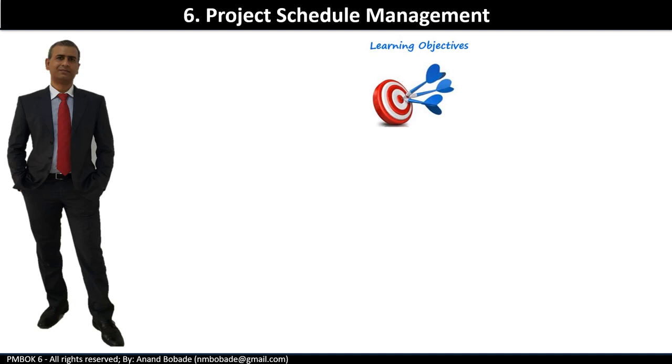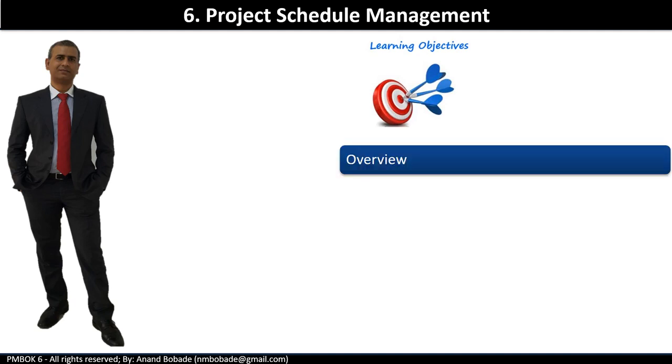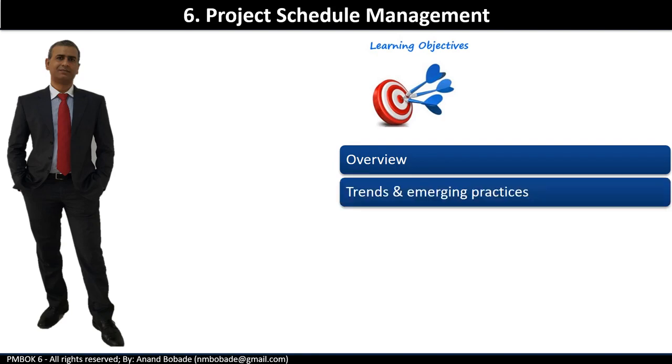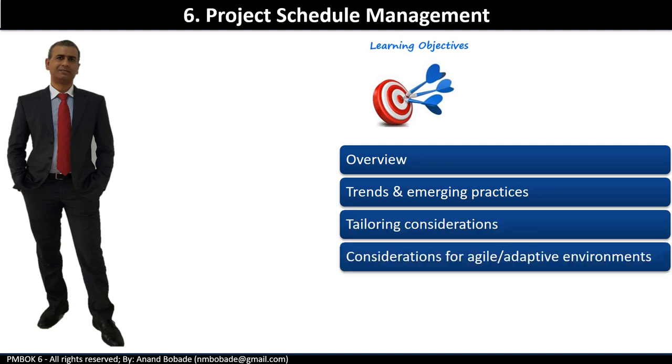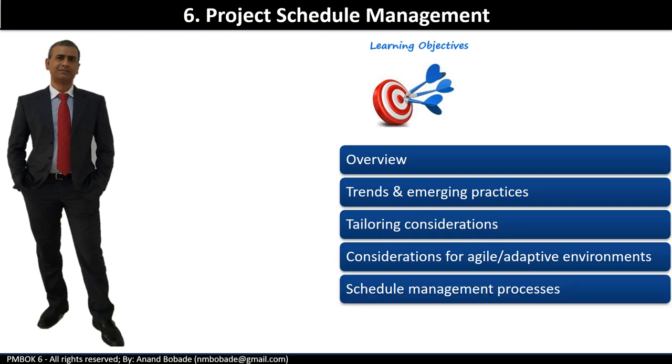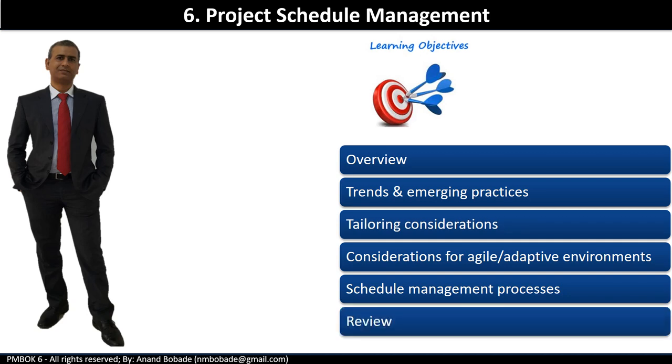The learning objectives of this session are: we'll start with an overview to understand the purpose of this knowledge area, trends and emerging practices, where we'll talk about iterative scheduling with backlog and what is Kanban, tailoring considerations, so what is the life cycle approach that should be tailored, considerations for agile and adaptive environments, where we will try to understand traditional, agile and hybrid environments, schedule management processes overview, so we will go through all the 6 schedule management processes, and a quick review.